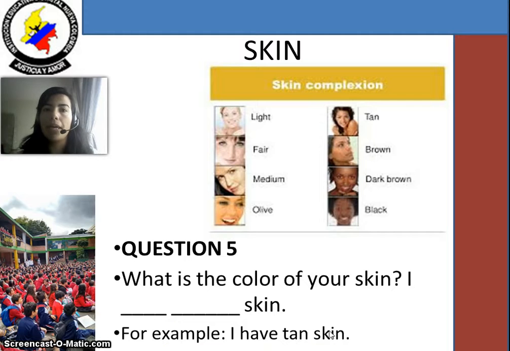Para hablar de la piel, tenemos que utilizar el verbo have. We have to use the verb have. I have tan skin, I have light skin, I have fair skin, I have medium skin, I have olive skin, I have tan skin, I have brown skin, I have dark brown skin, I have black skin. Okay? So let's move on.